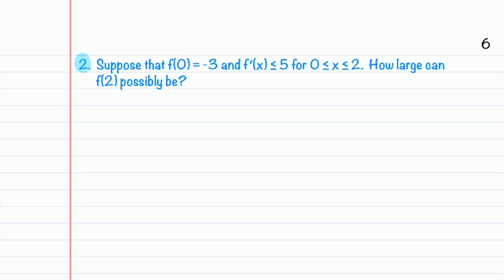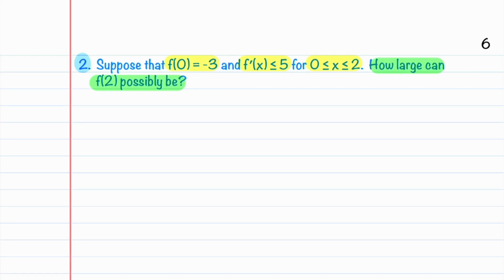Let's now look at our second example. This is a classic example of how the mean value theorem can be used to find the bound on a function. I think this problem is always difficult for students because it never tells you to use the mean value theorem. You just have to know that you can use the mean value theorem to solve it. Suppose that f of 0 is -3 and the derivative is less than or equal to 5 for the closed interval from 0 to 2. We are asked to find how large can f of 2 possibly be.